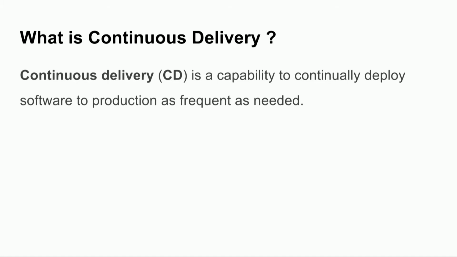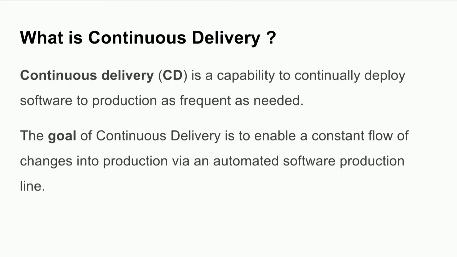Basically, you should not have downtimes, or if you have a quick fix, you don't have to wait for a particular time to do your deploy, to check in your code, and things like that. And the goal of continuous delivery is to enable a constant flow of changes into production, basically by using an automated software production line.